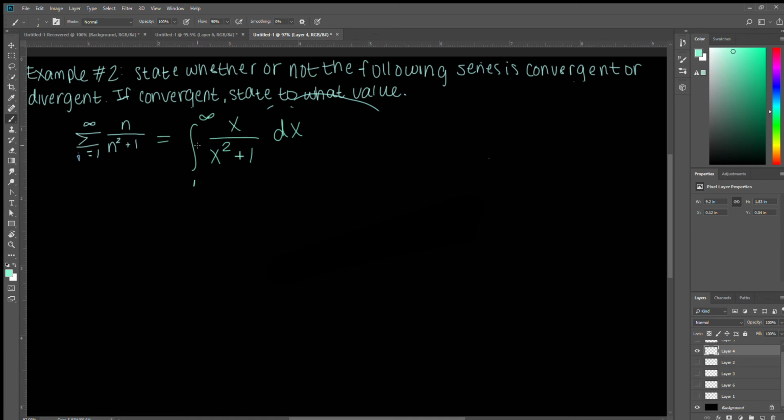and it will always be decreasing as well, and it will always be continuous. So we're taking this indefinite integral, we're going to be evaluating it by rewriting it as the limit as t approaches infinity of the integral from 1 to t of x over x squared plus 1 dx.